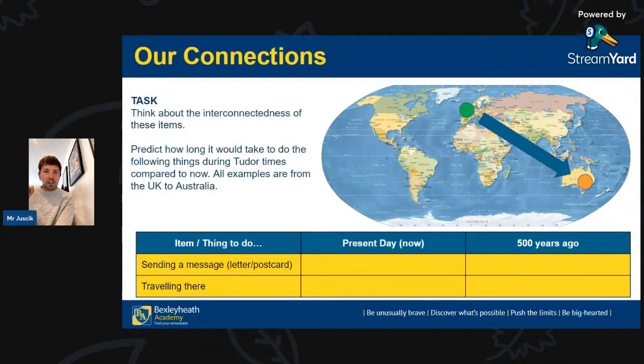All right, so that's the first thing. And the second thing is, how long do you think it would take to get there? All right, so again, how long does it take to get from the UK to Australia now? And how long do you think it would have taken to get there in the Tudor times, from the UK all the way to Australia? So again, you can use the people around you to help you out, okay? These are quite tricky questions, okay?